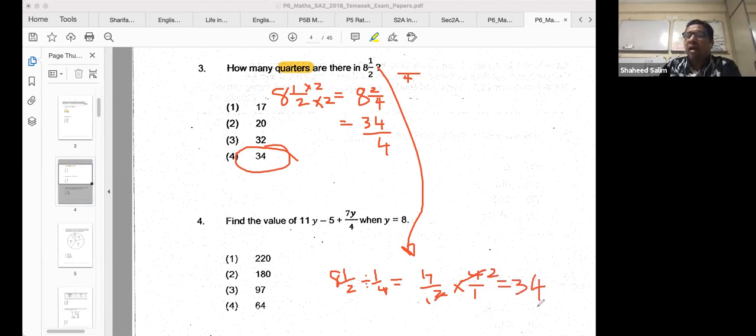So you choose how you want. If you want to find how many quarters, just divide by quarter. How many halves, divide by half, and you will get the whole number answer. Finish. Or you can change this to quarter and then find out how many quarters.